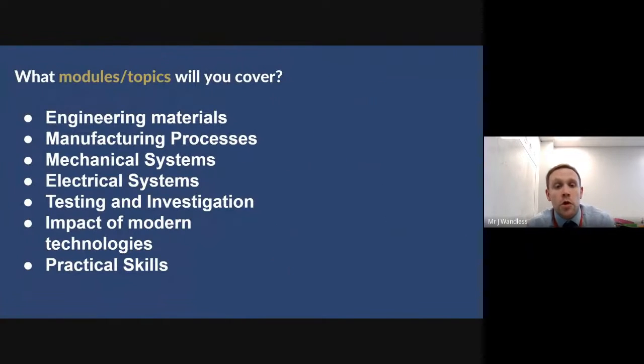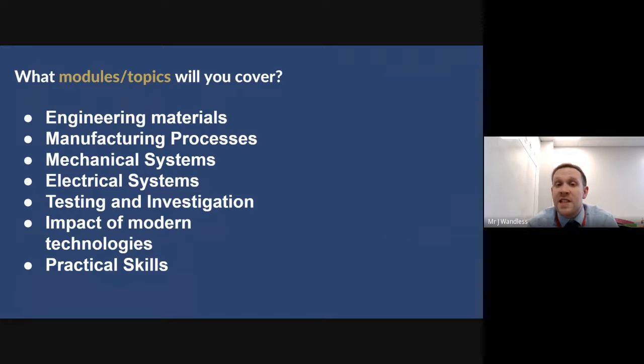So what sort of modules do you cover? Well, I've already highlighted some of them. You've got engineering materials, you've got manufacturing processes. We'll look at mechanical systems, so things like gears and transmissions, pulleys, levers, cams. We'll look at electrical systems, so that's primarily circuitry, and it ties in very well with the physics course. We look a bit at hydraulics and a little bit about how you represent those systems.